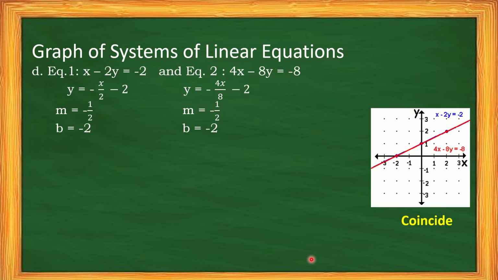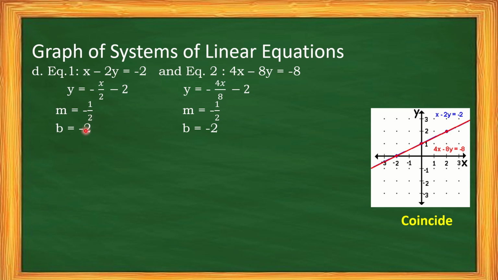Let us now have coinciding lines. How are we going to describe the slopes and y-intercepts of coinciding lines? We have the system of equations. The first equation is x minus 2y equals negative 2, and the second equation is 4x minus 8y equals negative 8. In the first equation, our slope is 1/2 and our y-intercept is 1.